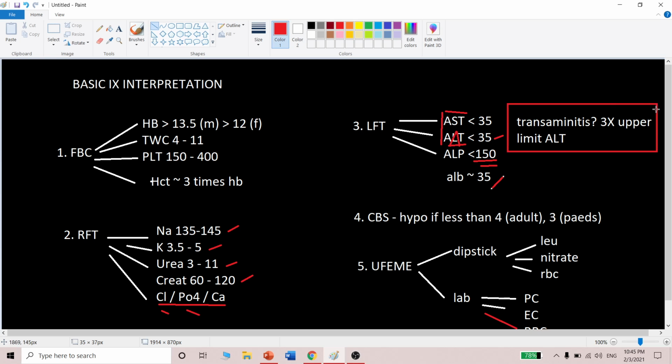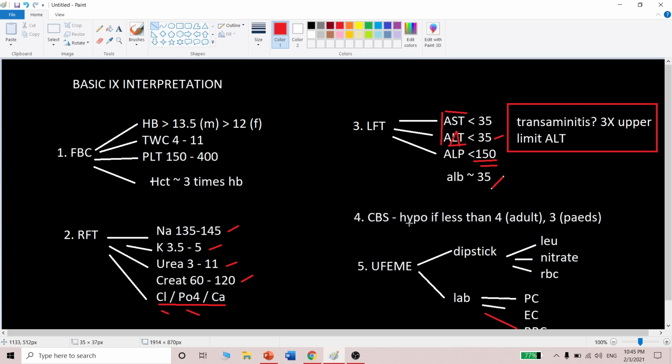Not to forget, when we want to say the patient has transaminitis, usually we count when it is 3 times the upper limit of ALT. ALT is around 35. So usually I consider an ALT of more than 100 as transaminitis. An increase to just 40 or 50 is usually not significant yet.